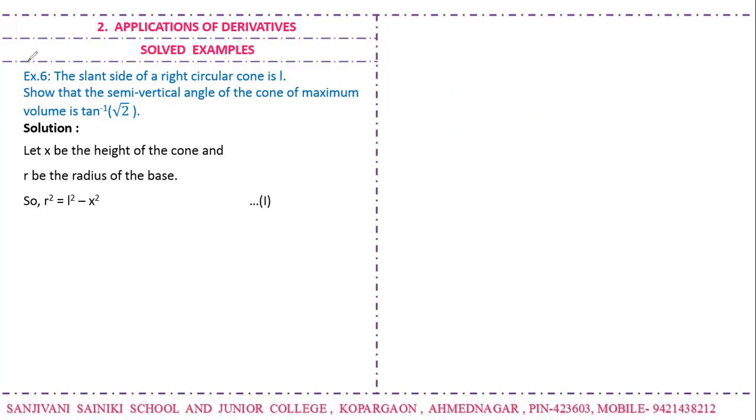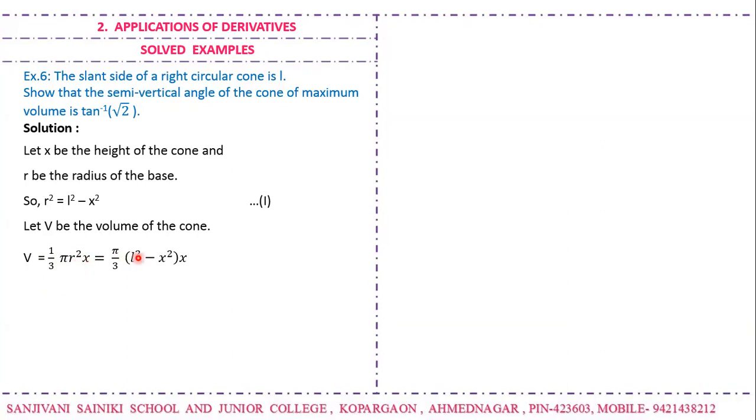So let x be the height of the cone and r be the radius of the base. So we have r squared equal to L squared minus x squared. This is our equation number 1. Now let V be the volume of the cone. What is the formula to find the volume of the cone? It is 1/3 pi r squared x. Actually, we usually use h for height, but here I am using x. So 1/3 pi r squared x.